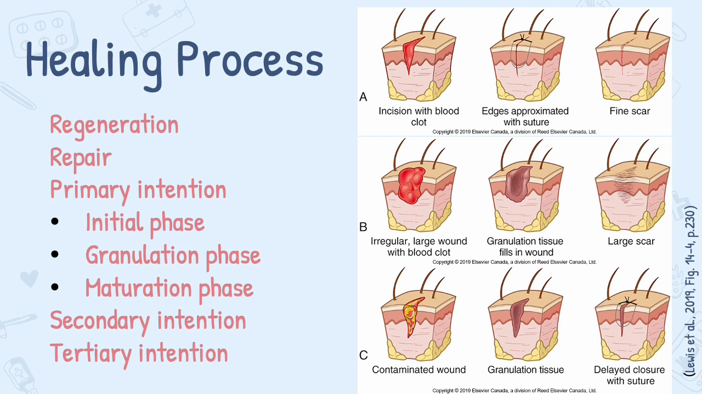Tertiary intention healing is also referred to as delayed primary intention healing, and this occurs when there's delayed suturing of a wound where two layers of the granulation tissue are sutured together. In diagram A on the slide at the top, you can see primary intention.